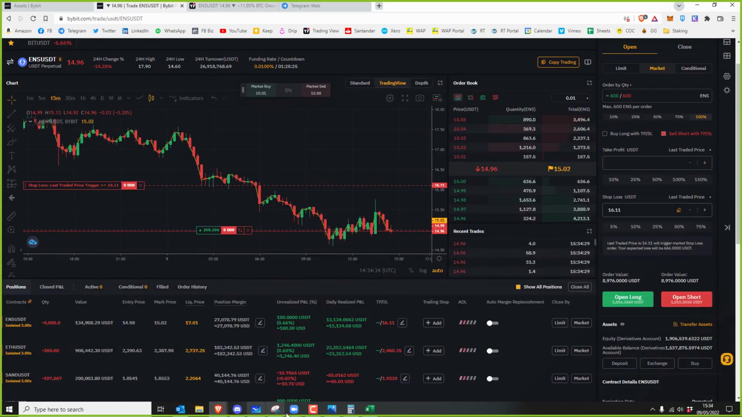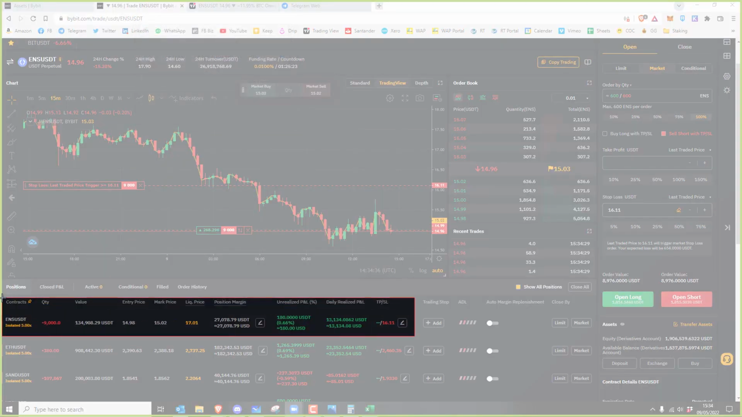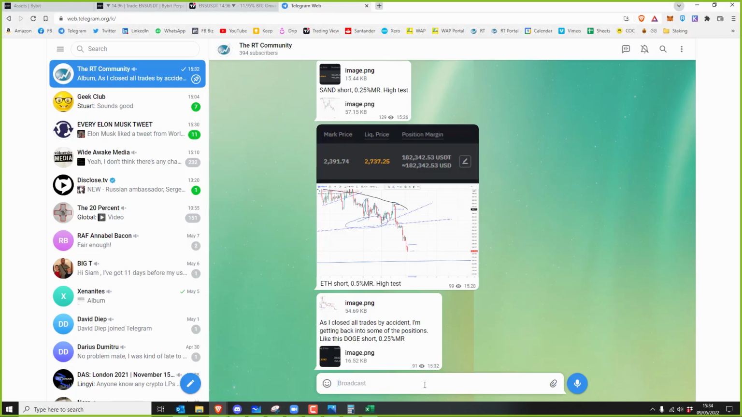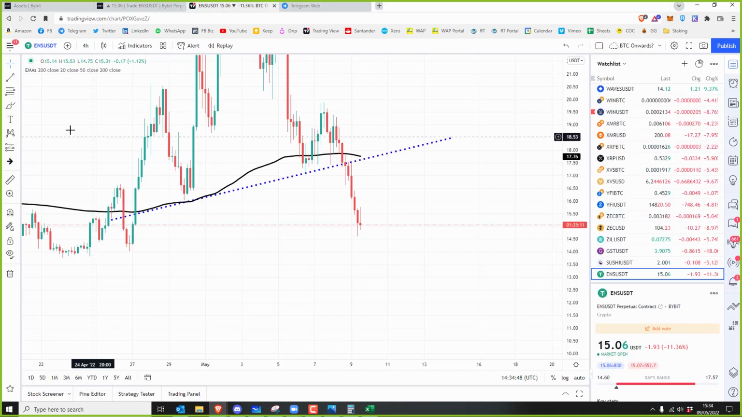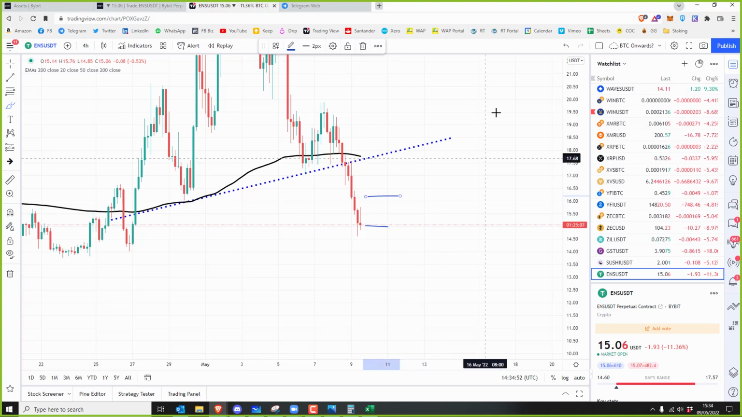Okay, 0.2 is fine. So 0.2, I'll leave it at that. I'm not too fussed. So ENS short, 0.2% max risk. Get the picture. Roughly there, roughly there.